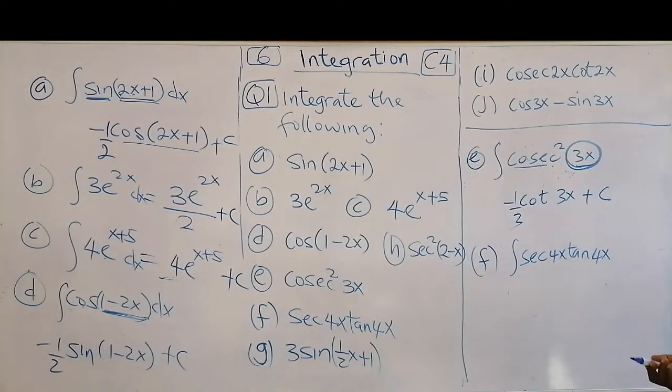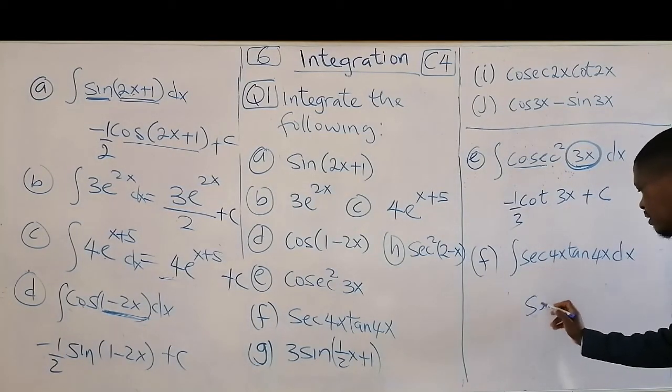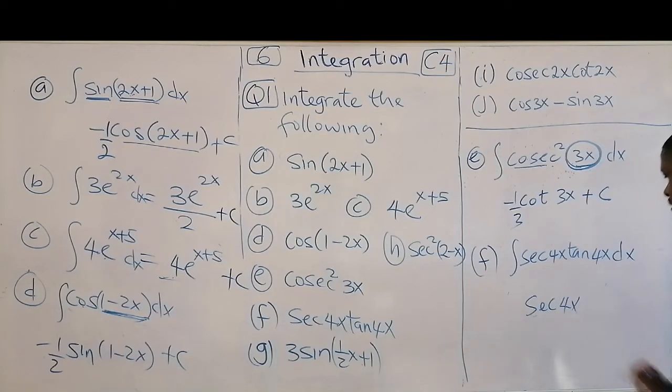So this is a direct table. So your answer will what? dx, dx. Your answer will be sec 4x. Okay? And don't forget that the function here and the function here, they must be the same.